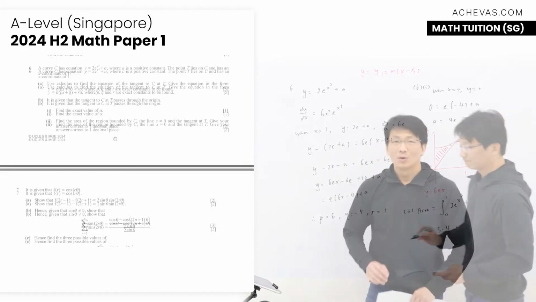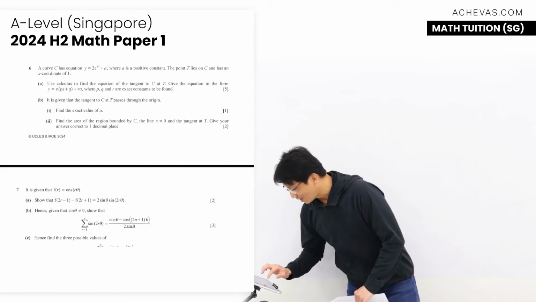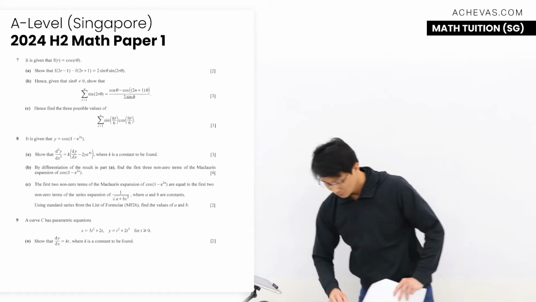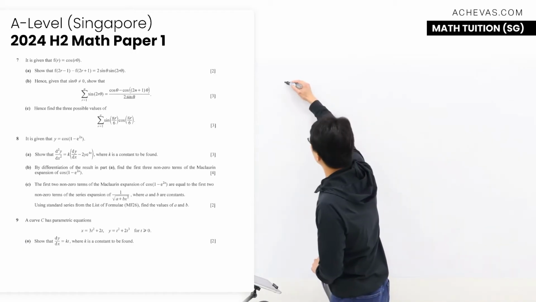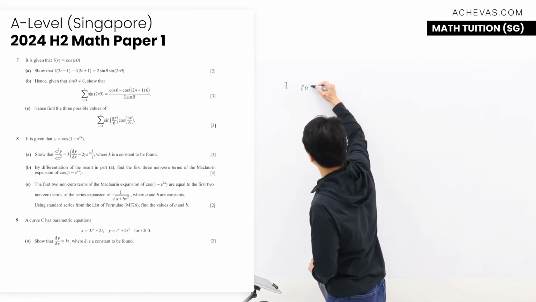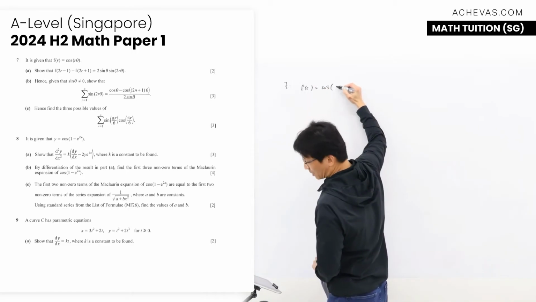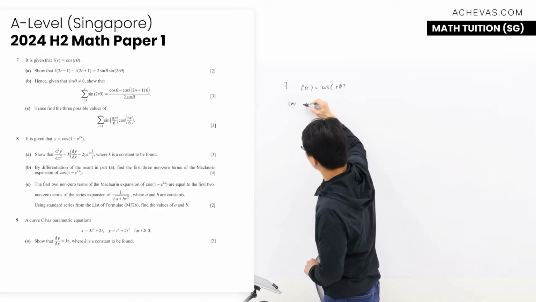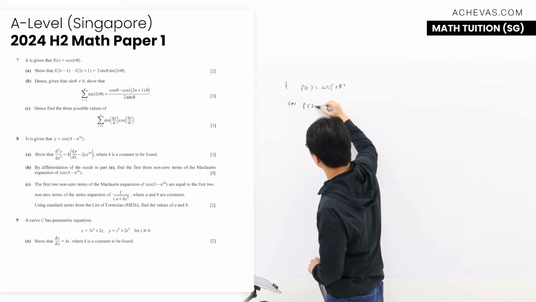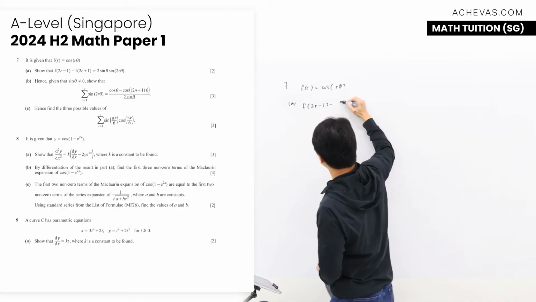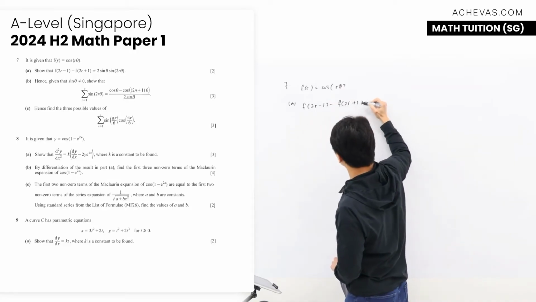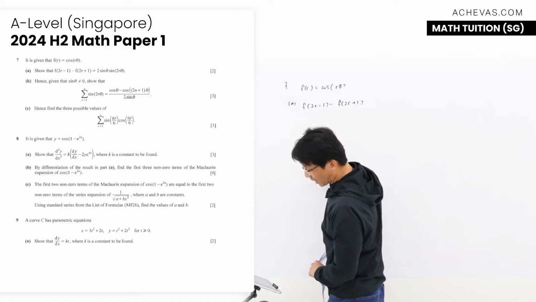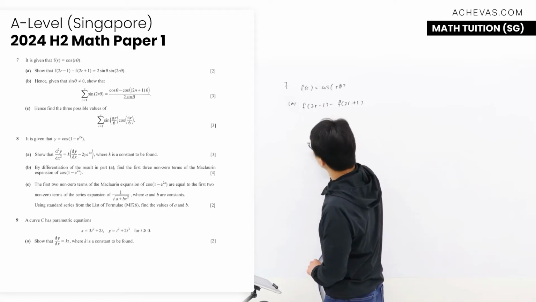Okay, for question number 7, it seems like it's a method of difference question. We are given this particular function here, f(r) equal to cosine r theta. And for part A of the question, we are supposed to show that f(2r minus 1) minus f(2r plus 1) is equivalent to this expression, 2 sine theta sine 2r theta here.